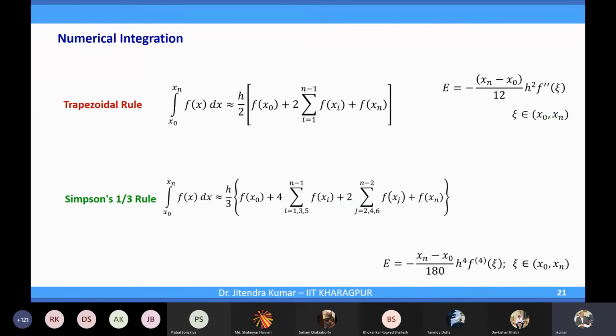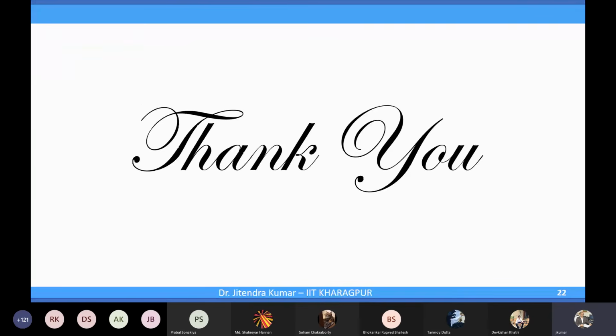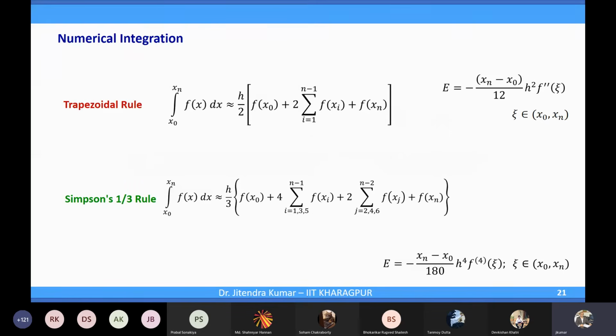Here the error was of h^4, the fourth derivative, of course, h^2 the second derivative, h^4 the fourth derivative, and the front factor here it was (xn minus x0) by 12. Here it is (xn minus x0) by 180. That is what we have learned today. So if you have any question, we have at least 5 minutes for discussion. Yeah, so we are done. It was too fast, I guess, but only 2 terminologies we have learned, and that too they are very basic, the trapezoidal and the Simpson 1/3 rule.